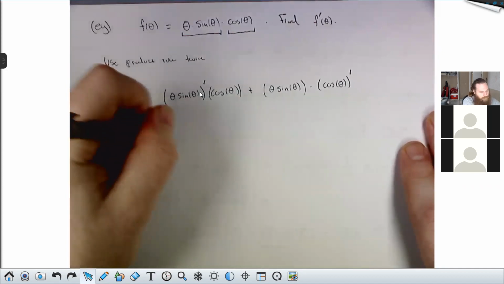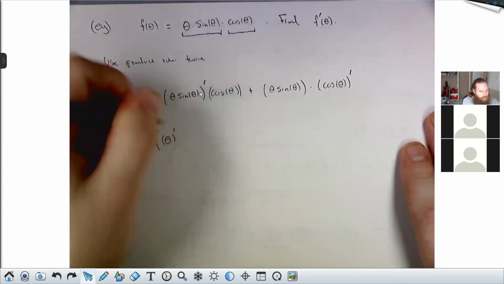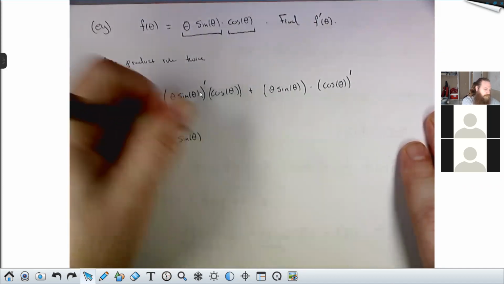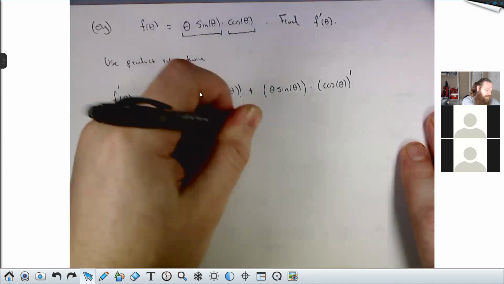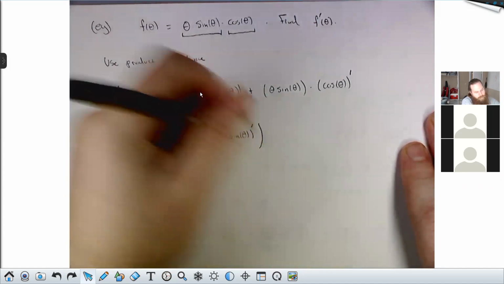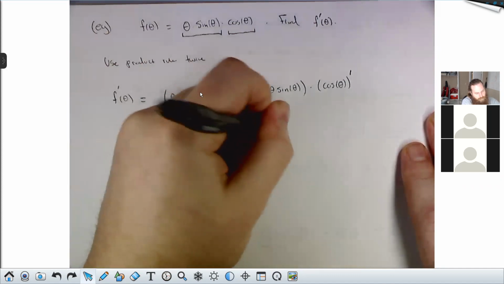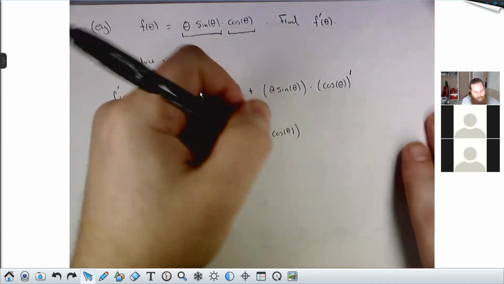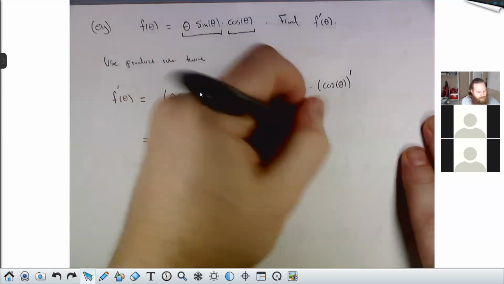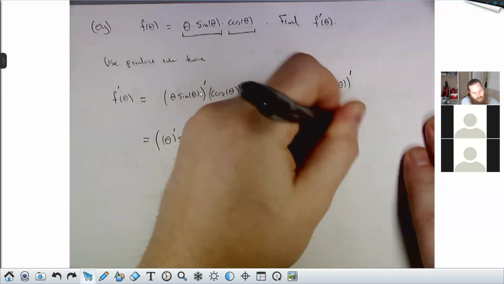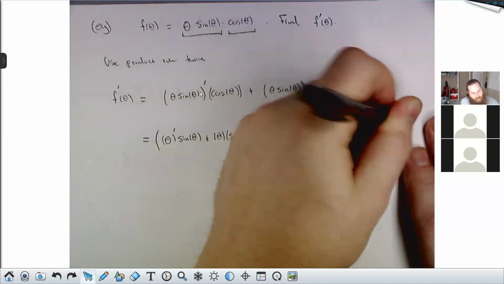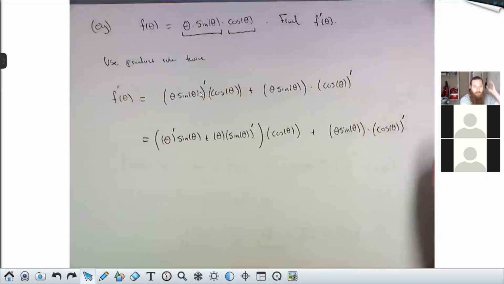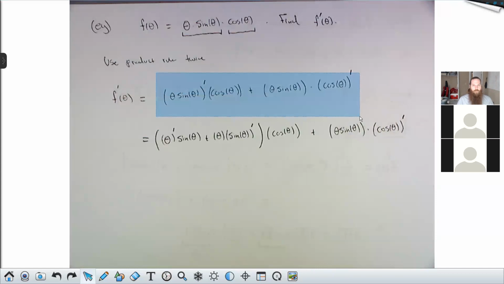So this will be theta prime times sine theta plus theta times sine theta prime. And all of that is being multiplied by cos theta. And then we're adding that to theta sine theta times cos theta prime, like this. Does everybody see it? Here's your first product rule. Here's your second product rule.